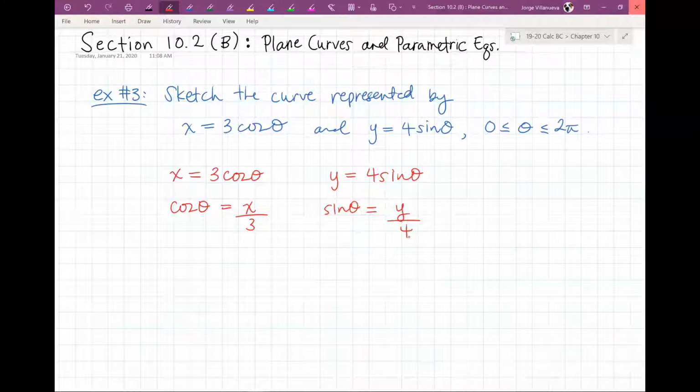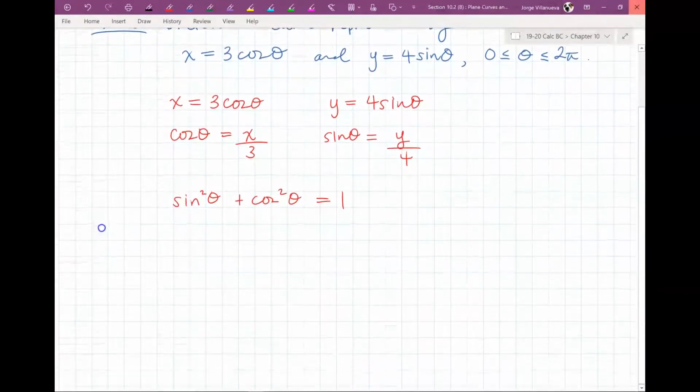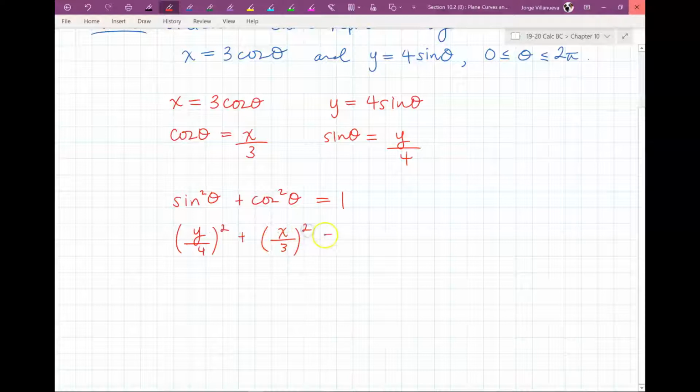Now, we do know an identity that deals with sines and cosines, right? One of the easiest identities, which is sine squared theta plus cosine squared theta equals 1. Now, if I plug in that information, I get y over 4 squared plus x over 3 squared equals 1. This will be y squared over 16 plus x squared over 9 equals 1.